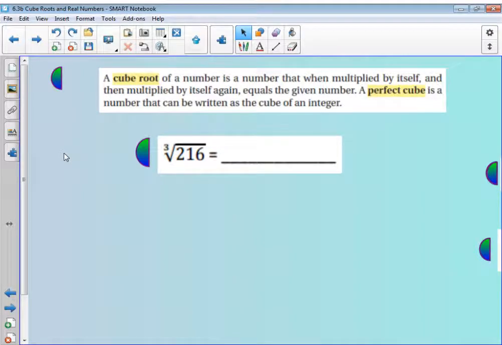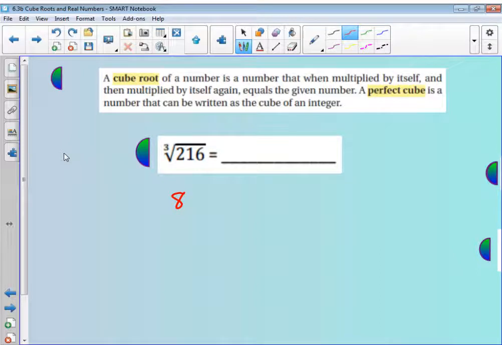So here for 216, well, 3 cubed was 27. 216 is quite a ways away from that. So let's just randomly try a number. Let's try 8.